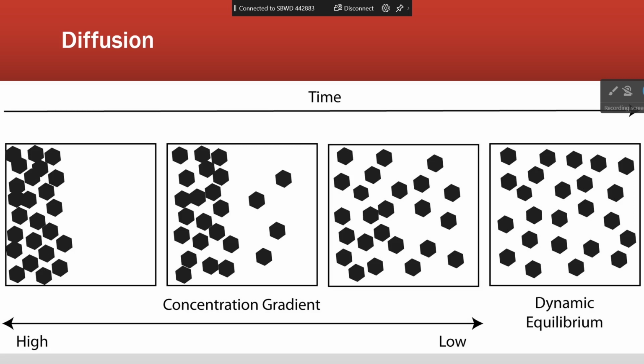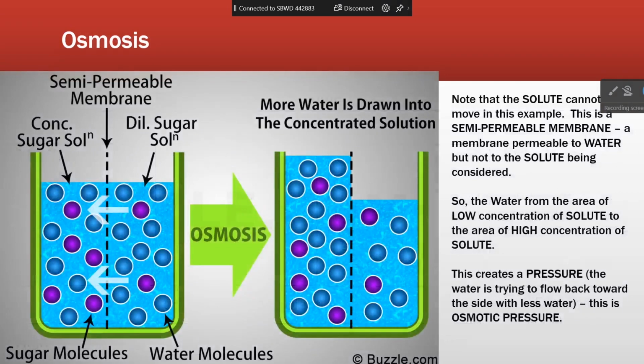Now, in our body's systems, a lot of times the concentration gradient is maintained. Okay, so what is a concentration gradient? It's a difference between a high end and a low end, right? So one side of the box is high, the other side of the box is low, so therefore we have a gradient, a concentration gradient from one side to the other.